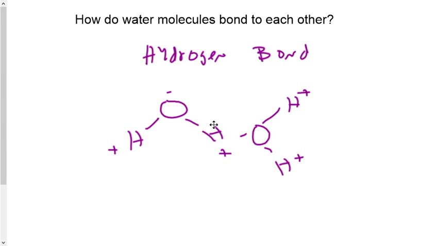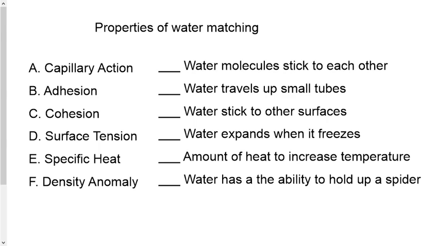When a hydrogen atom from one molecule is bonded to an oxygen of the other molecule, nitrogen and fluorine are also included on that, by the way, it is called a hydrogen bond. Okay, next question. Properties of water matching.